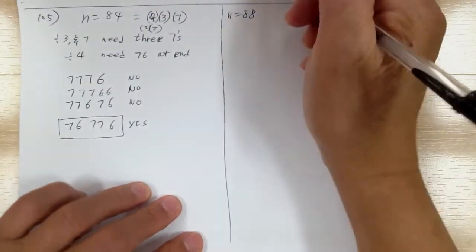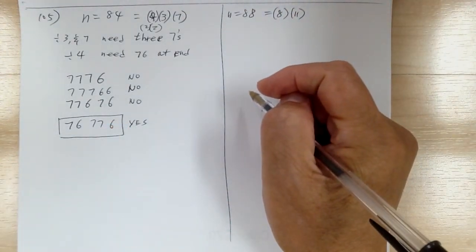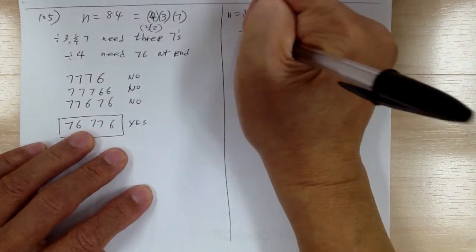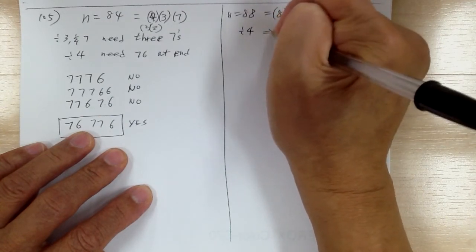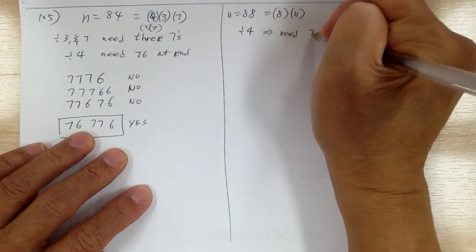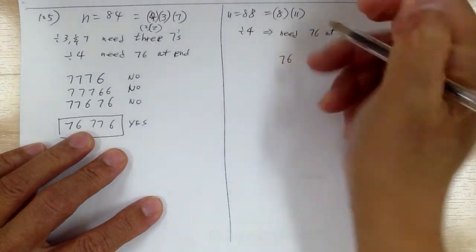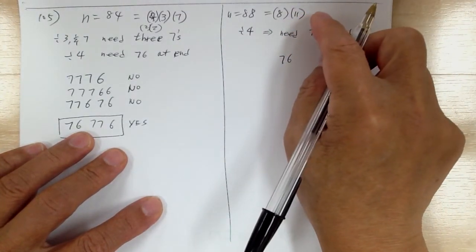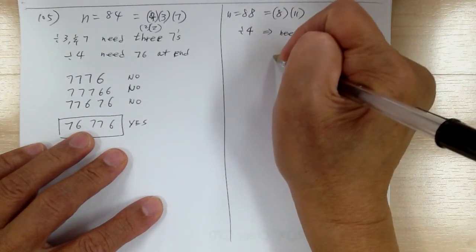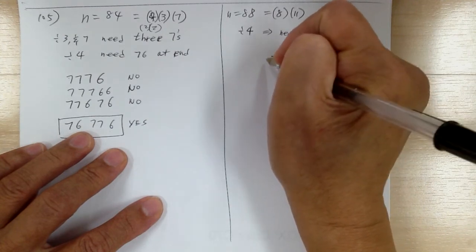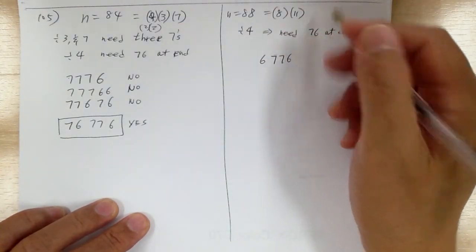Now for 88, this is equal to 8 times 11. Again, in order to be divisible by 4, we need 7, 6 at the end. So we need to have a 76. Now to be divisible by 11, we need to do the alternate digits, right? In order to even out, we need to have a 7 and 6. And now you have to try to fulfill the 8.